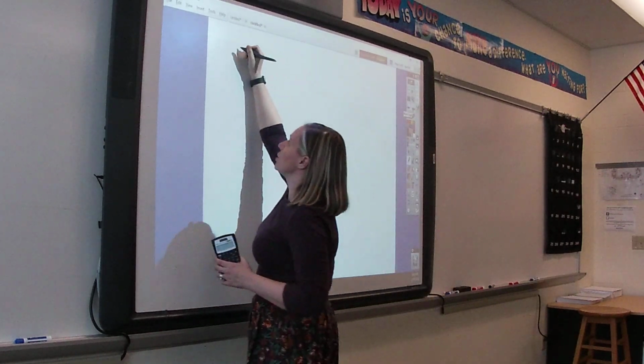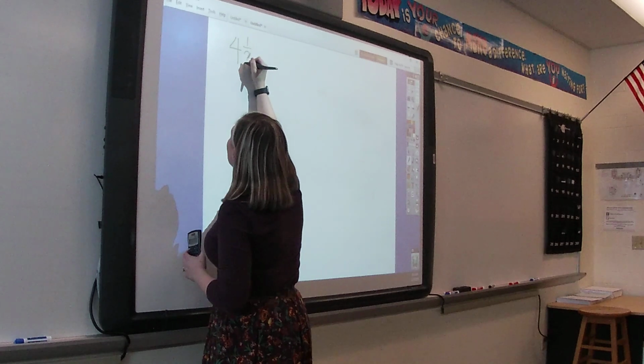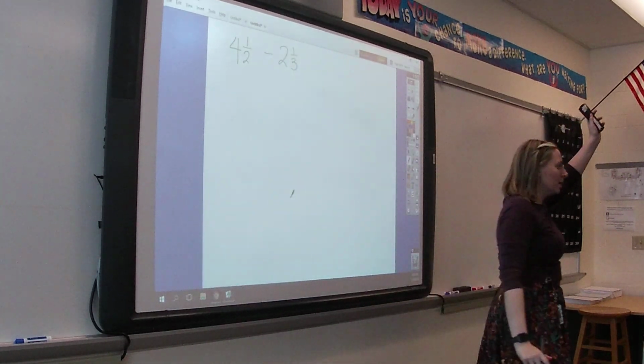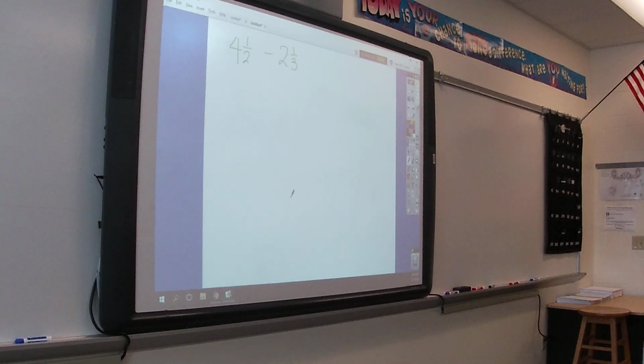Okay, then how about fractions? What if we want to do something like 4 1/2 minus 2 1/3? How many of you remember and can subtract these correctly by hand? Maybe a couple of us, right? So just use your calculator.